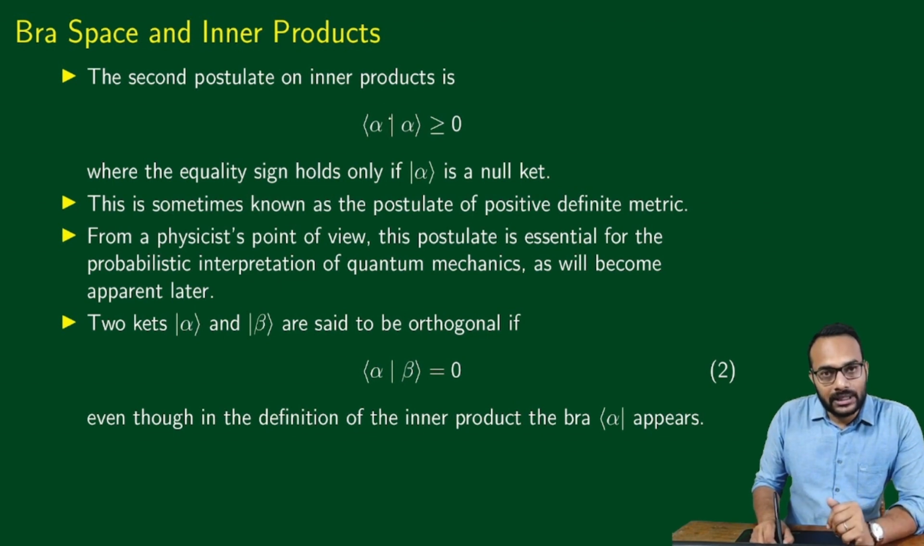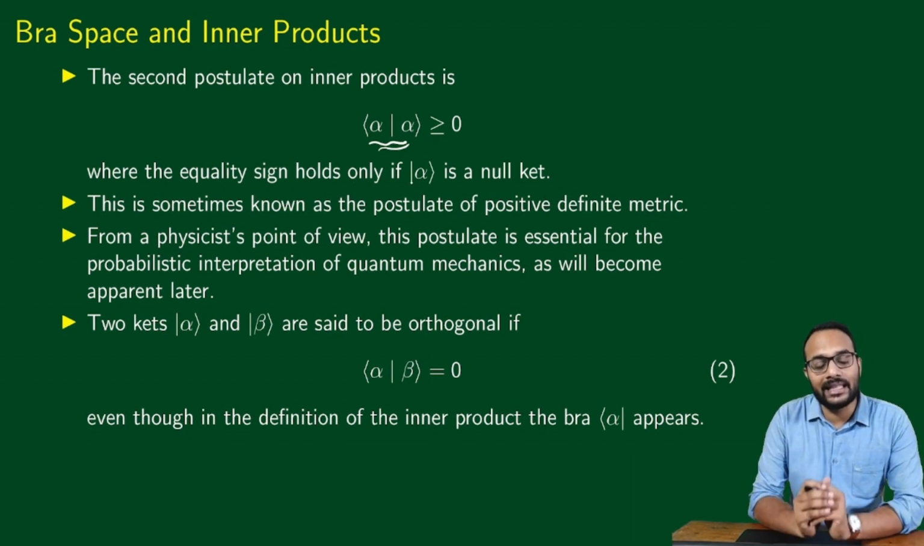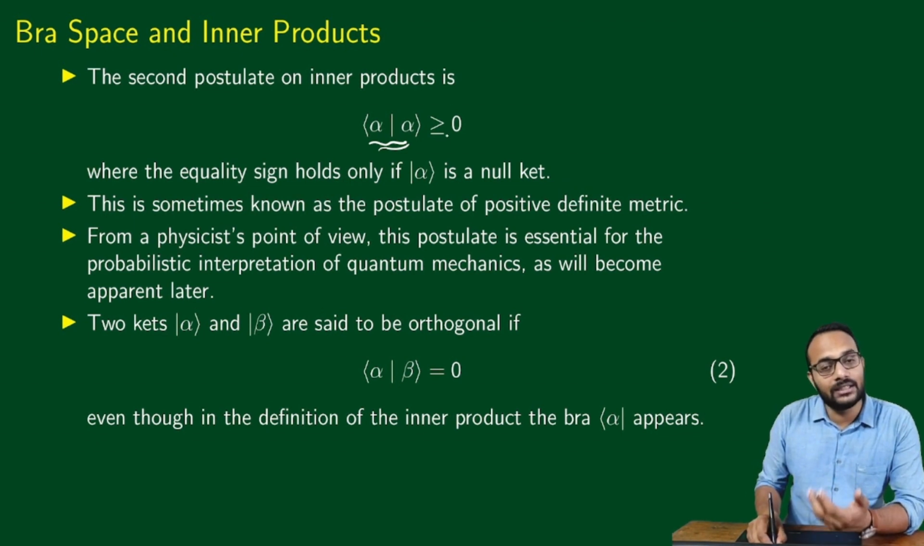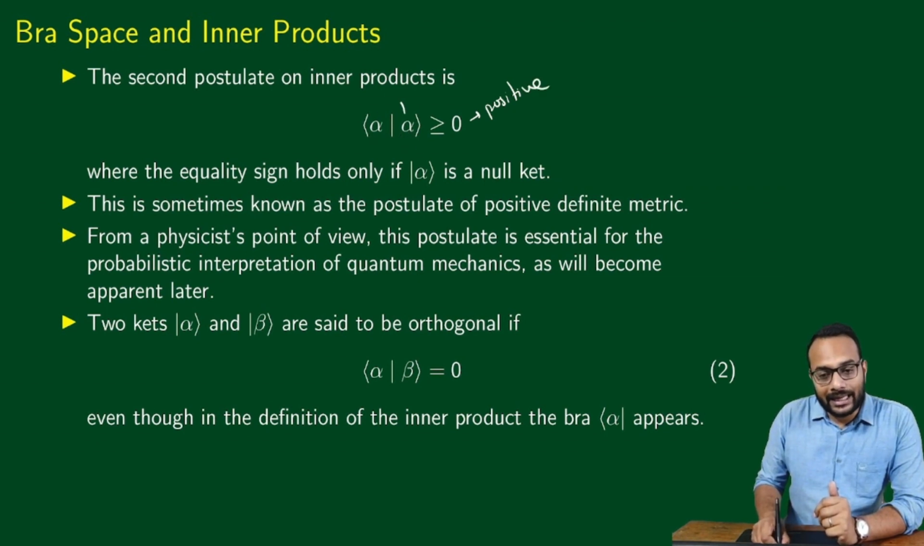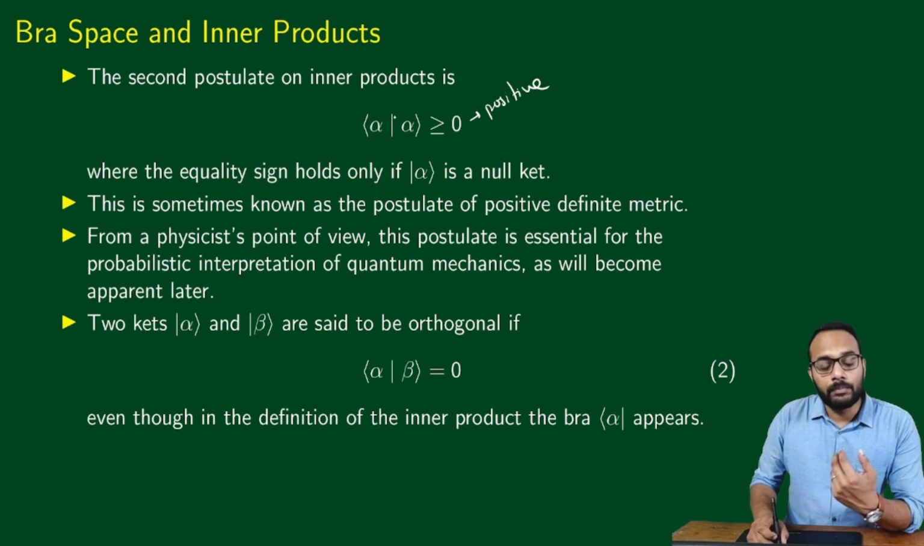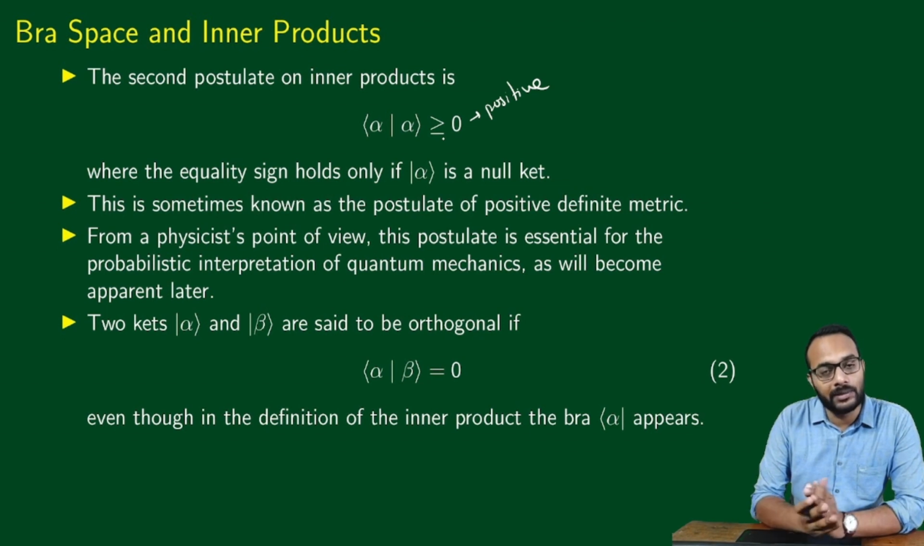The second postulate on inner products is that bracket alpha alpha is greater than or equal to 0. So the equality sign holds only if ket alpha is a null ket. If it's a null ket, then this will be equal to 0. Otherwise, it's greater than 0, which means that it's positive. So the inner product between ket and the corresponding bra, we postulate that it has to be positive. And this is also important in the probabilistic formulation of quantum mechanics, as we'll be seeing soon.